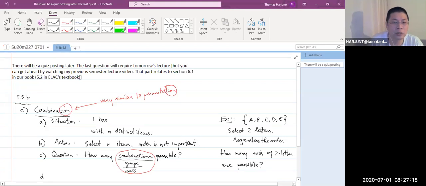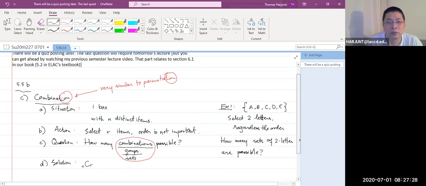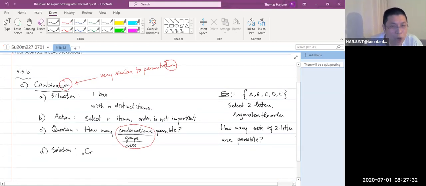And the answer, the solution, is N combination R. I usually read it N choose R, N combination R. Now in this case, we have 5 letters, and I need to select 2. Then there will be 5 combination 2 sets possible. Now, when you use your calculator, or if you remember how to compute that, that is 5 times 4 over 2 times 1. That's 10 sets.